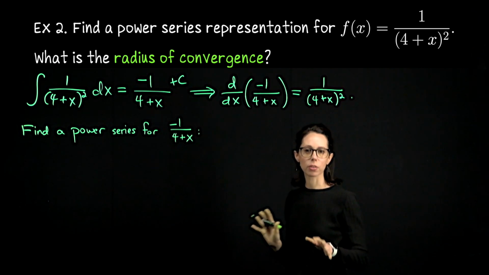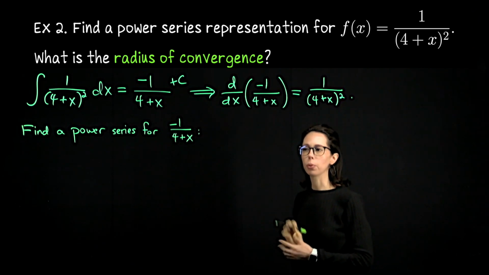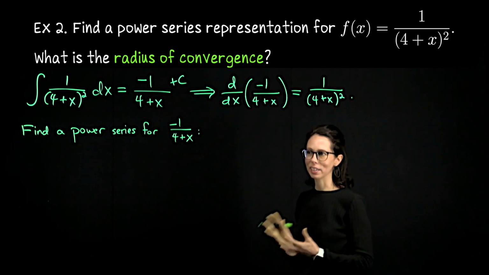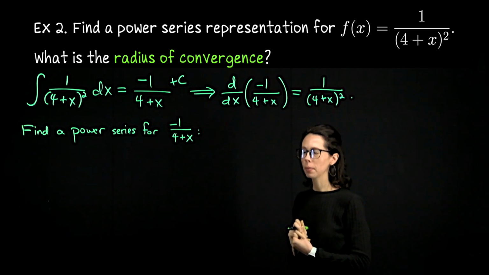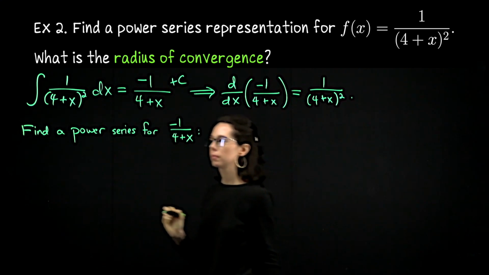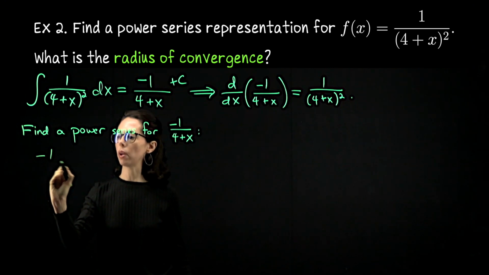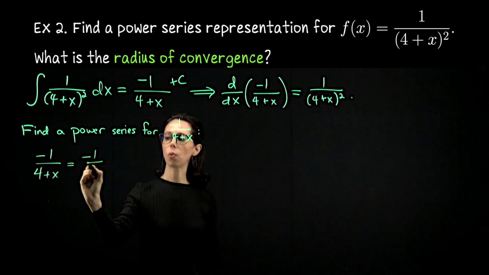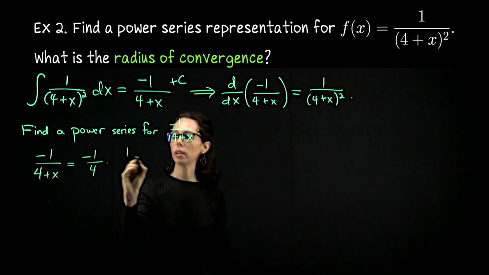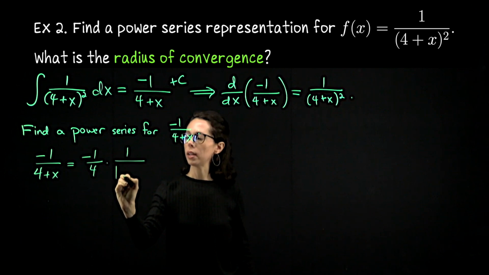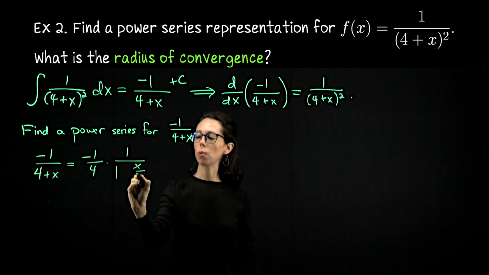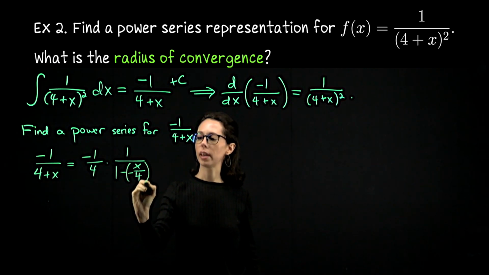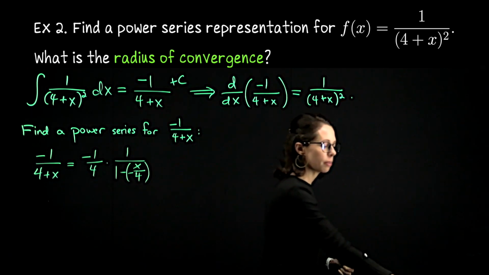We are going to need to do some adjustments on this expression to put it in the classic kind of geometric series looking form. Let me factor a negative 1/4 in front. So we can say negative 1 over 4 plus x is negative 1/4 times 1 over 1 plus x over 4. But I'm going to write this as minus negative x over 4. Okay, this is a little bit messy. Let me clean this up.